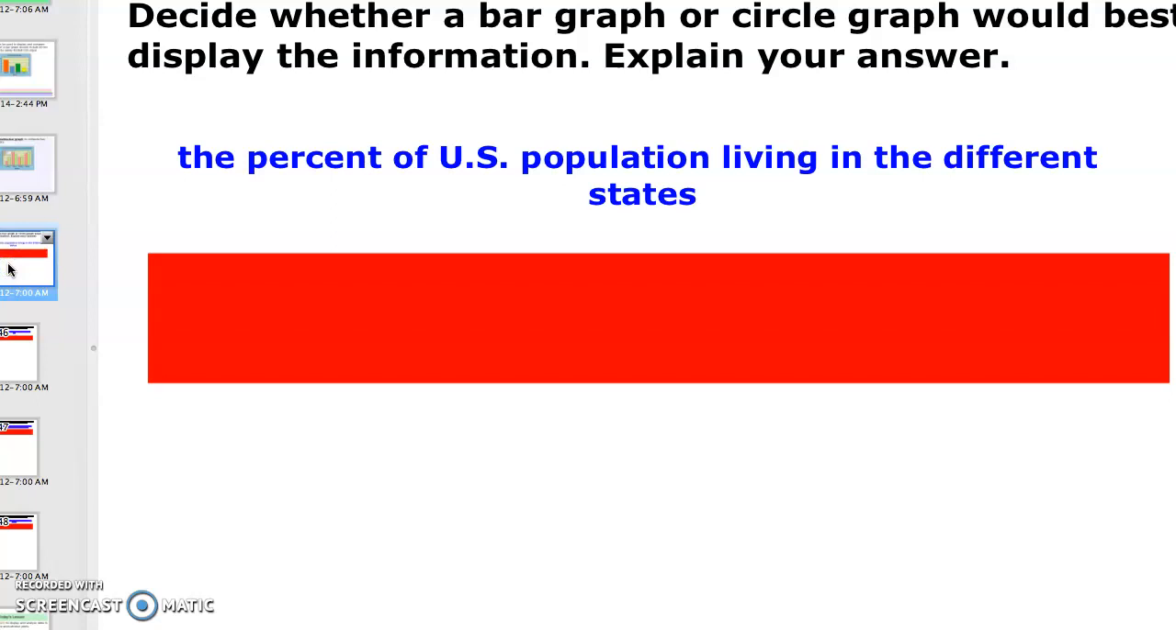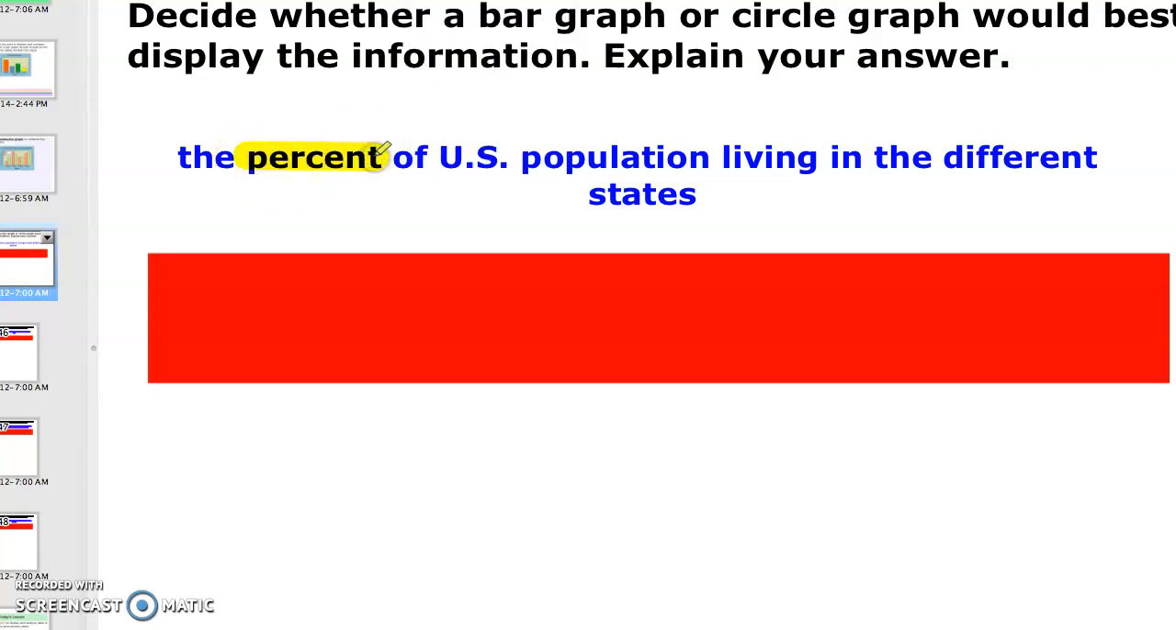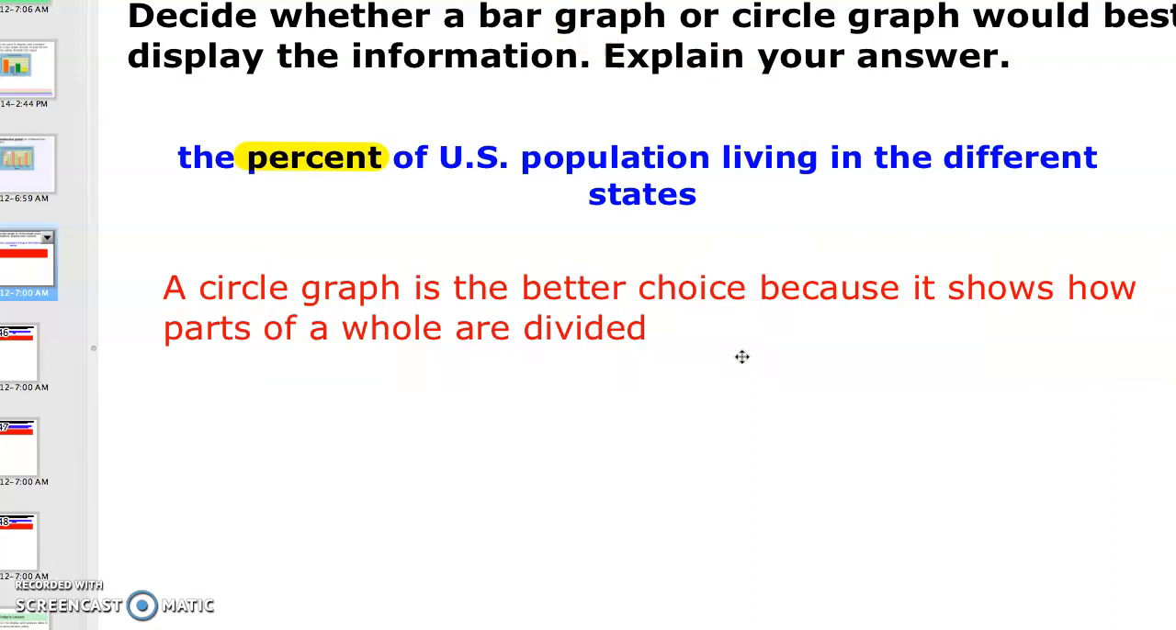So you're going to decide whether you're going to use a bar graph or a circle graph to display the information. So here's the survey. It says the percent of U.S. population living in different states. So the key word here is percent. I'm going to highlight that. So we're finding the percent of U.S. population. So would I use a bar graph or would I use a circle graph? Here a circle graph is the better choice because it shows how parts of a whole are divided. It shows the percentages of each category. So this, you would want to use a circle graph.